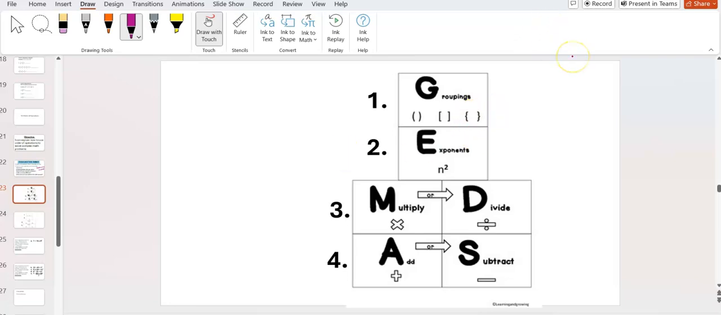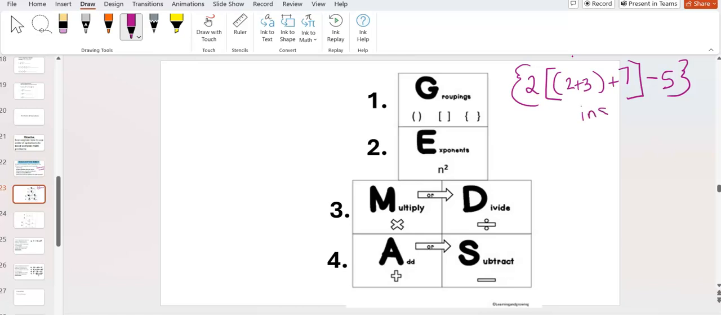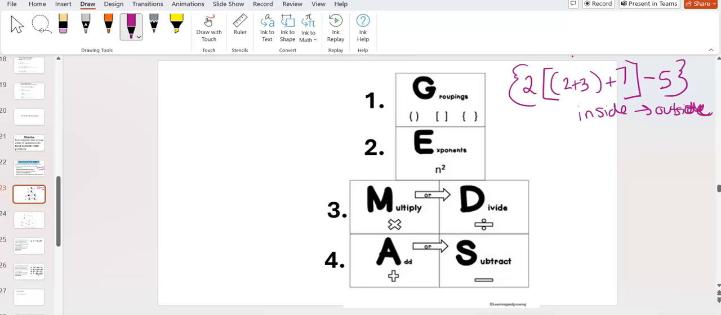And when we're looking at problems with parentheses, you go inside to outside. So if this said 2 plus 3 plus 7, and then you had a bracket, and then maybe this was all times 2 and then minus 5, braces would come next. And we do our operations from inside to outside. So the innermost parentheses would come first, then you would add the 7, then we would multiply it by 2, and then subtract the 5. So that's why I like to use grouping symbols.